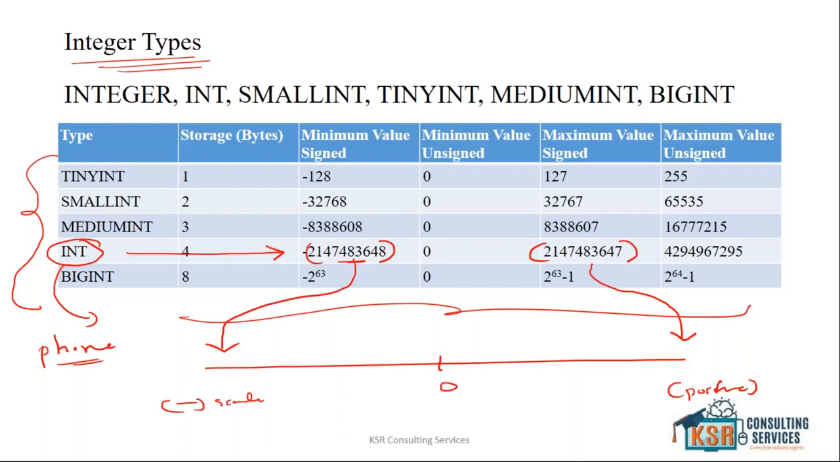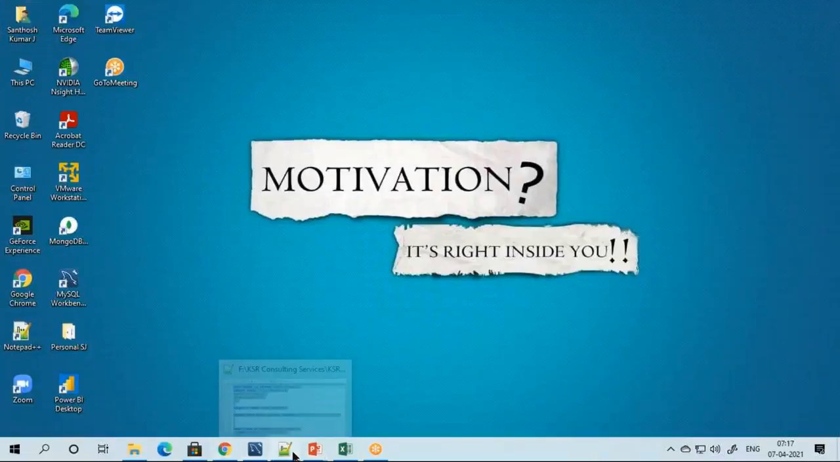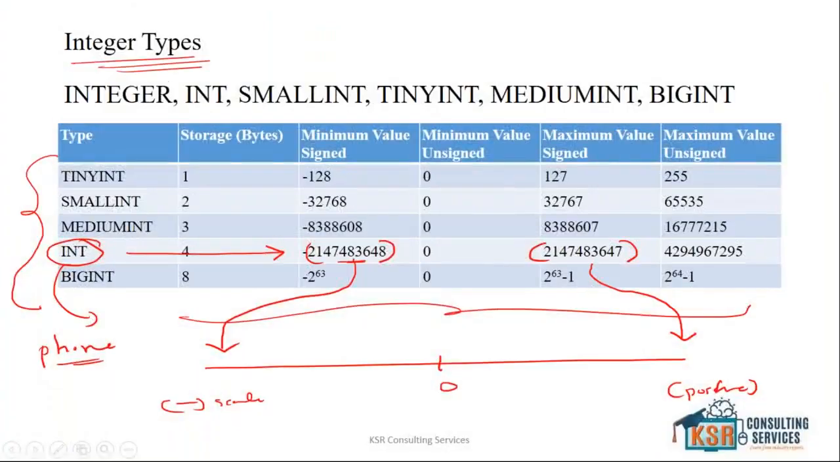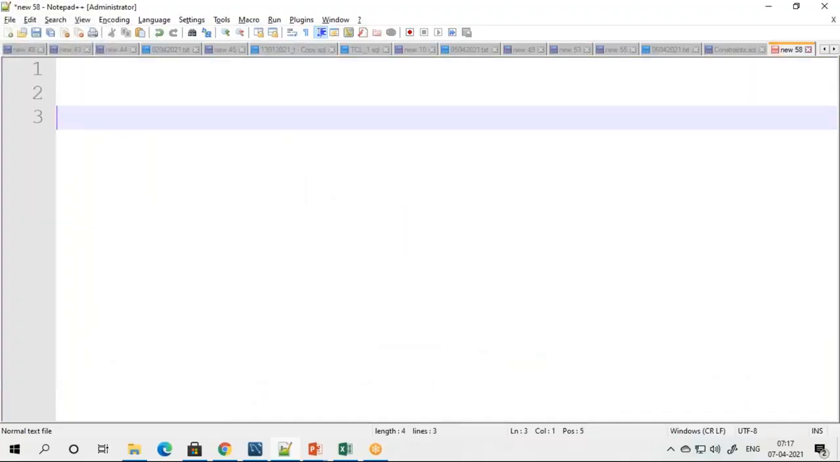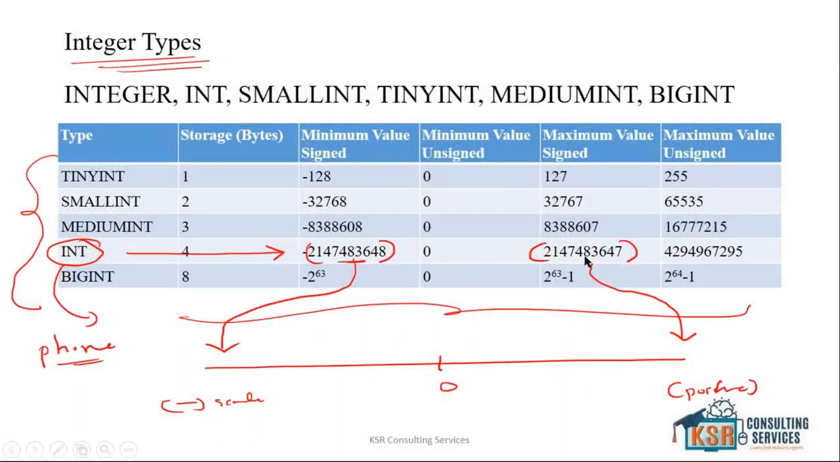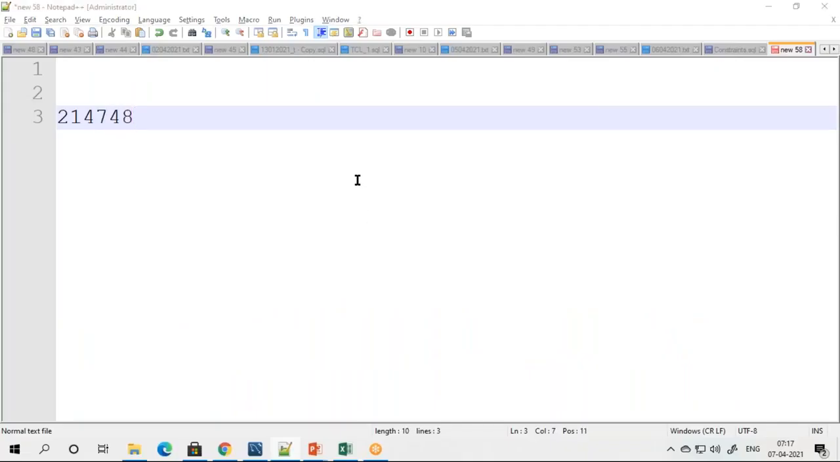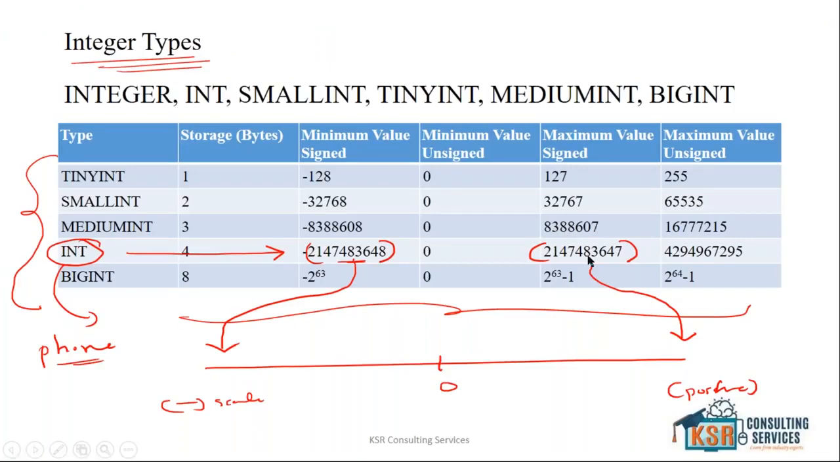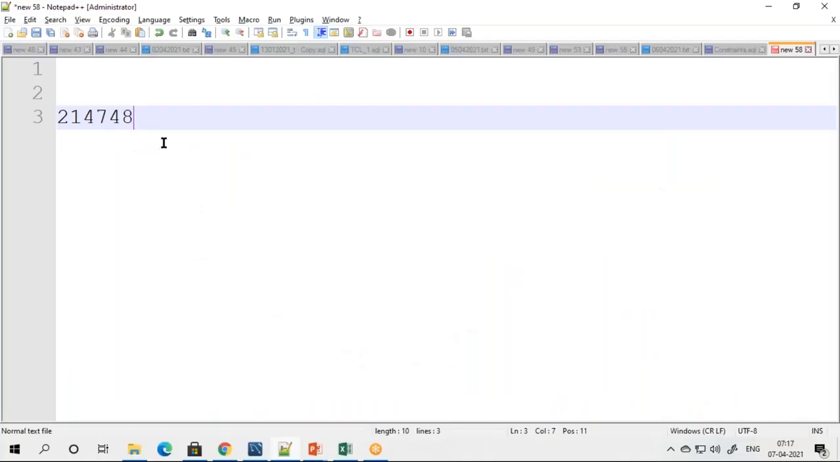So let us make a note of it. What is the number? 2147483647. This is the last number you can fit in the int data type.